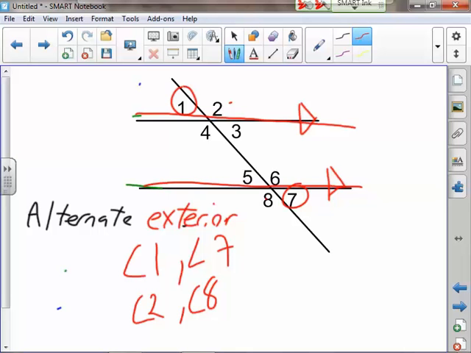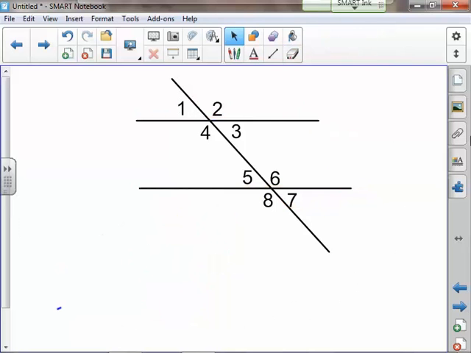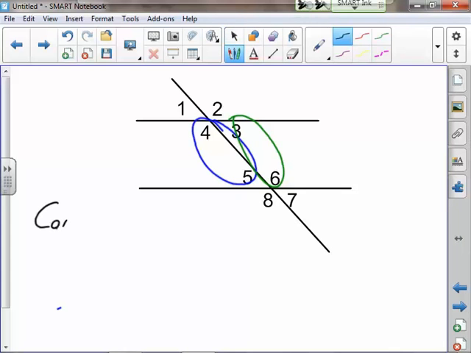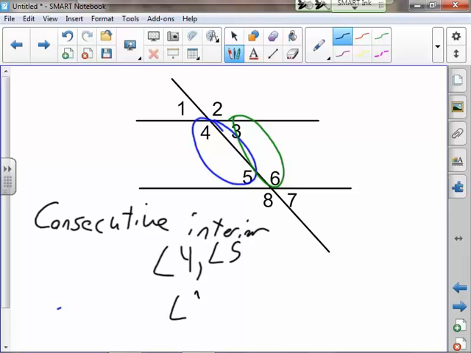Okay? So those are my alternate exteriors. And then the last one that we have is called consecutive interior angles. Consecutive interiors would be angles 4 and 5, or angles 3 and 6. All right? That's consecutive. So consecutive interiors would be angles 4 and 5, and angles 3 and 6.